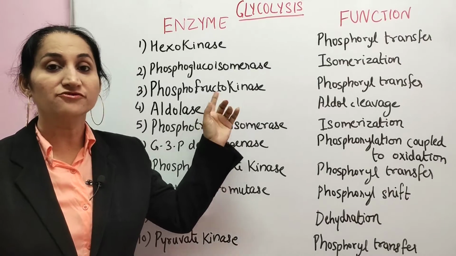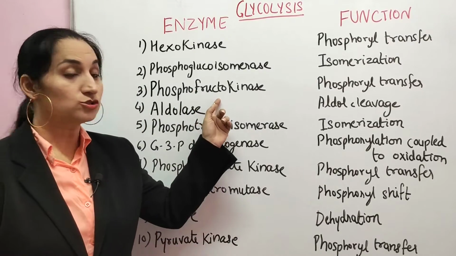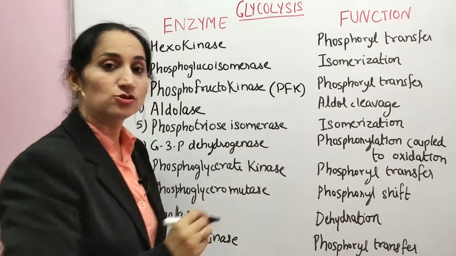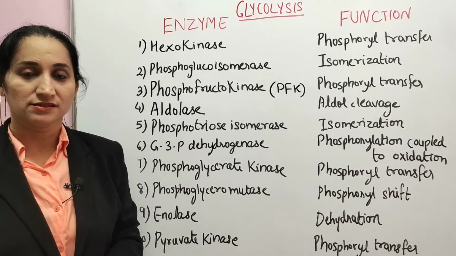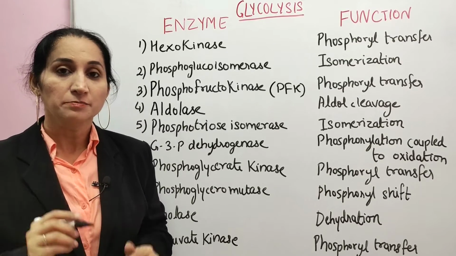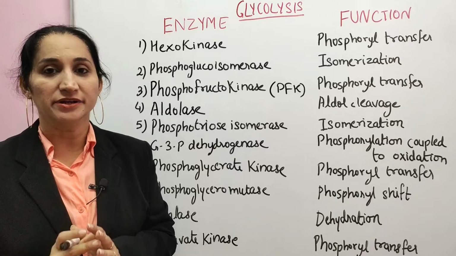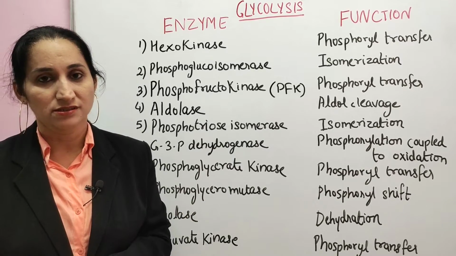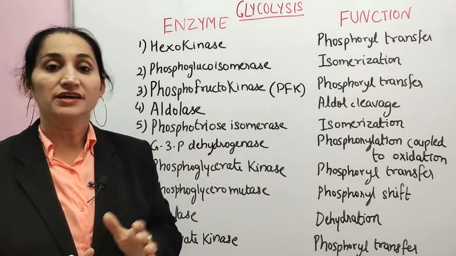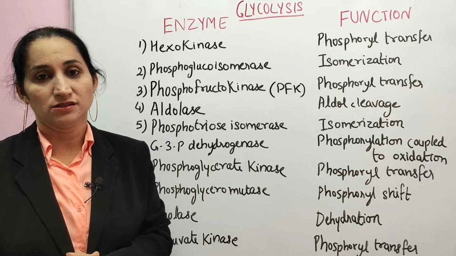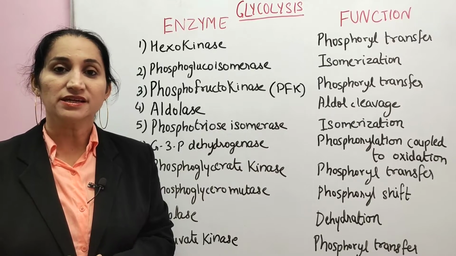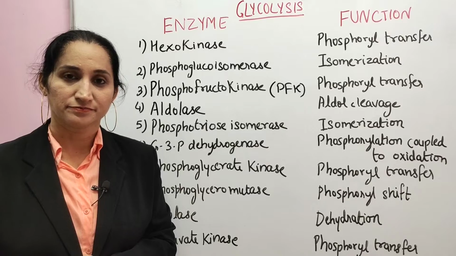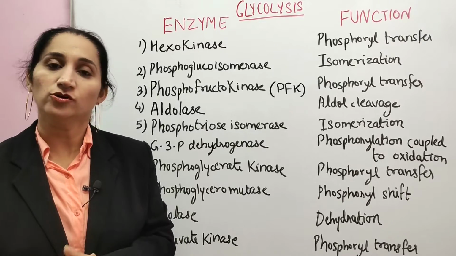This is a very important enzyme. It is also known, in short, as PFK. This enzyme is also known as the pacemaker of glycolysis. You know what the function of a pacemaker is? A pacemaker regulates the heartbeat. It can increase or decrease the heartbeat as per the requirement of the body. Similarly, PFK acts as a pacemaker for glycolysis. Means it can increase or decrease the pace of the reaction according to the requirement of the cell.